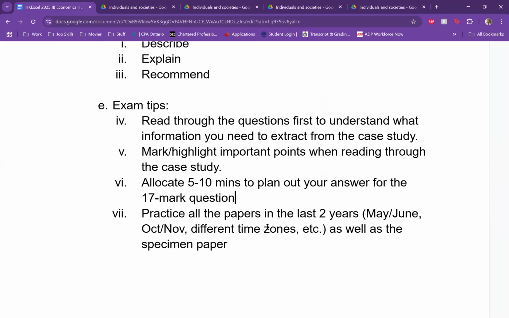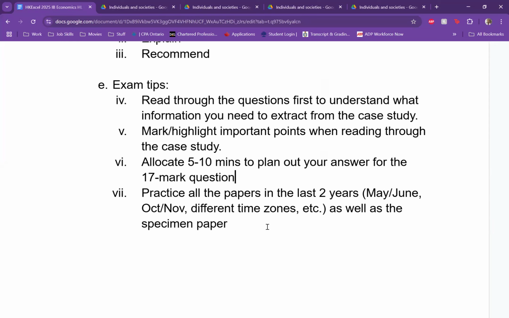In terms of practice, this is a new paper. There hasn't been much context provided in the past. So your best bets are the last 2 years of past papers and possibly the specimen paper if you can get your hands on it.